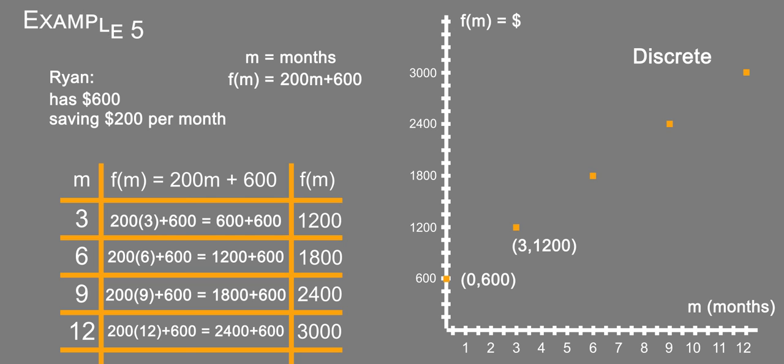So in 3 months, he's saved $1,200. 6 months, $1,800. 9 months, $2,400. And at 12 months, $3,000. And again, it's discrete because there's no time in between. It's not rising on a continuous scale. It's jumping up that much every month, $200 per month.